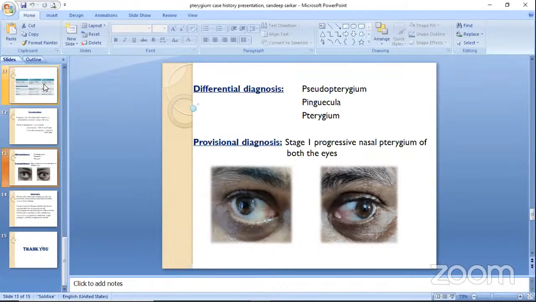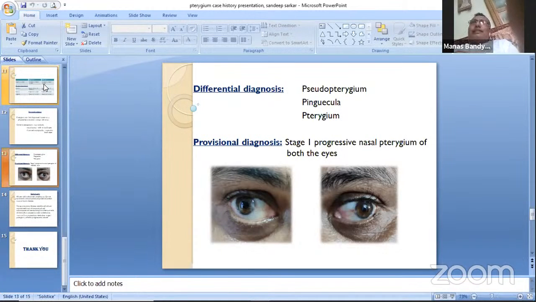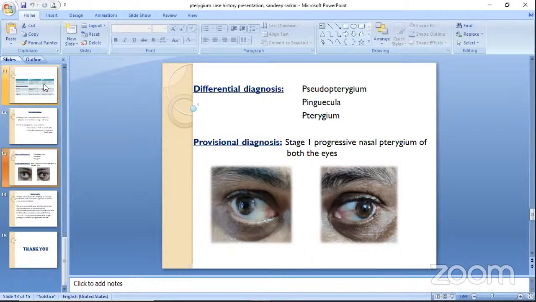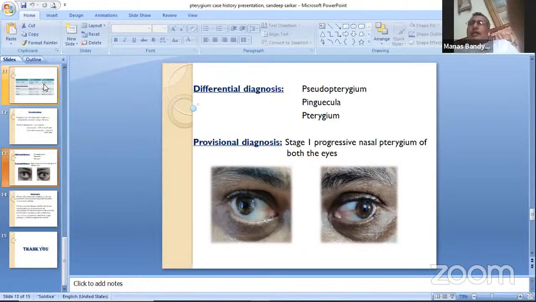Secondly, pterygium is a degenerative process, and pseudopterygium is an inflammatory condition. That you cannot see, whether it is a degenerative or inflammatory process, but you have to have some history. Is there any procedure by which you can differentiate?